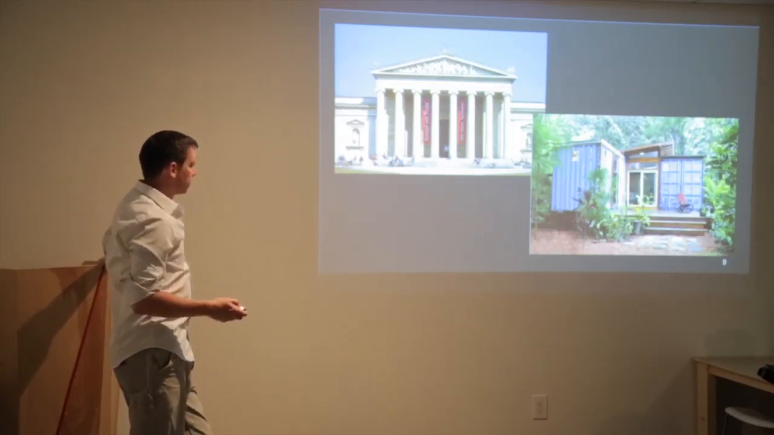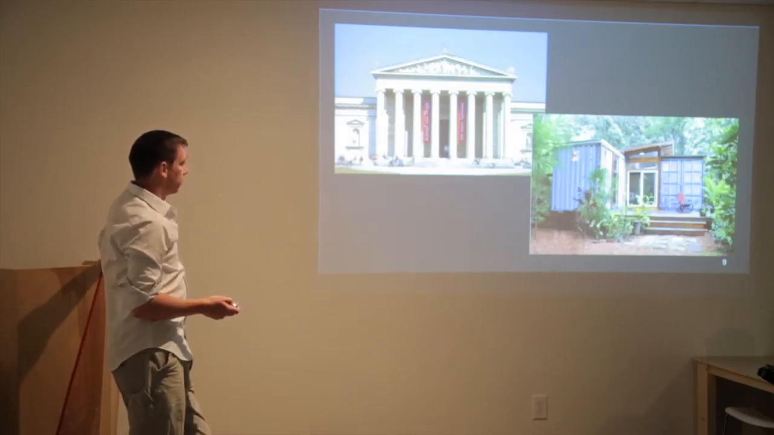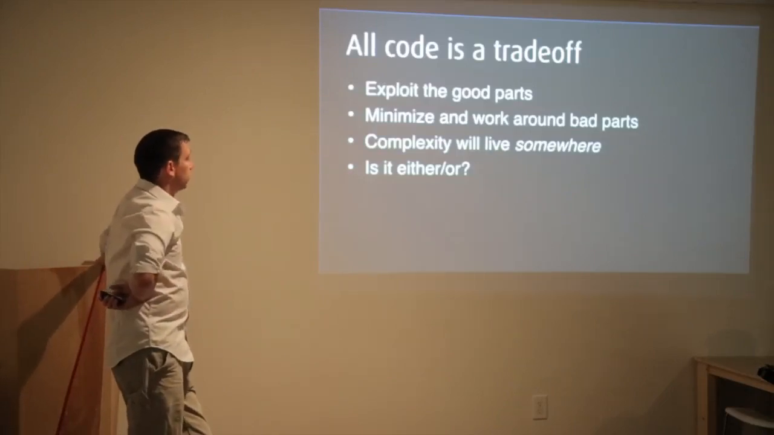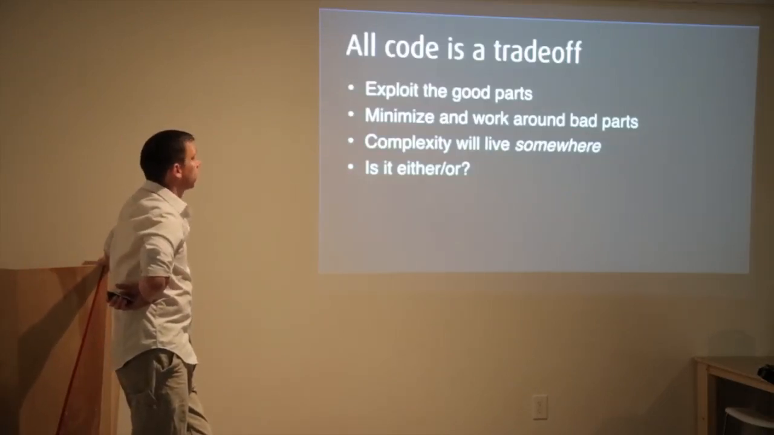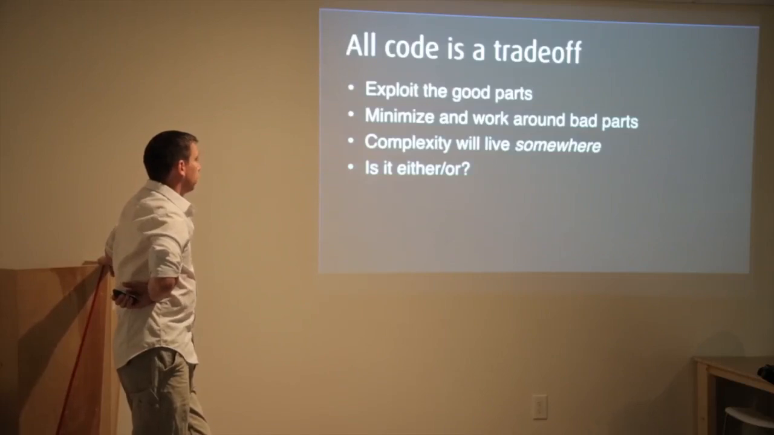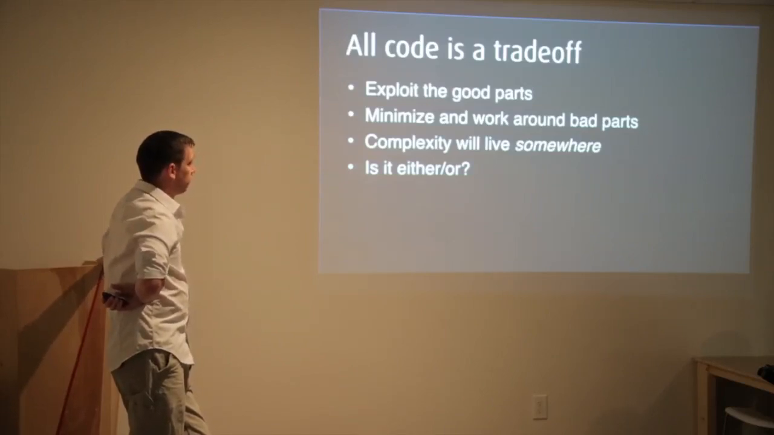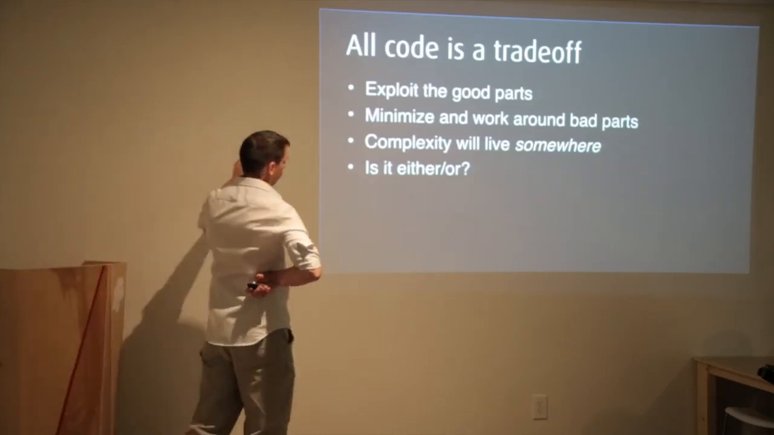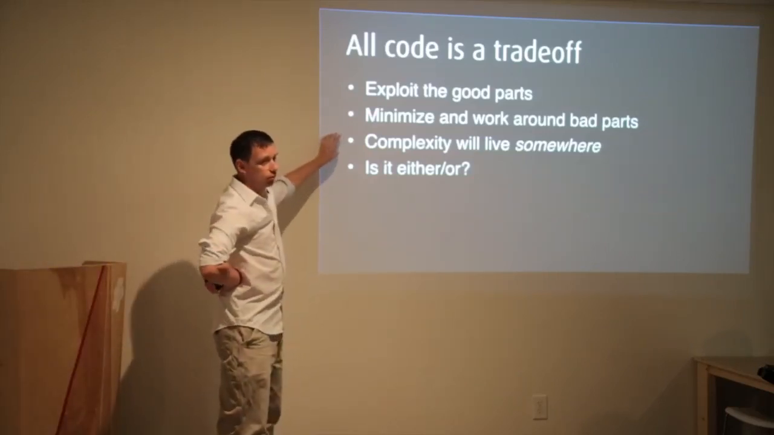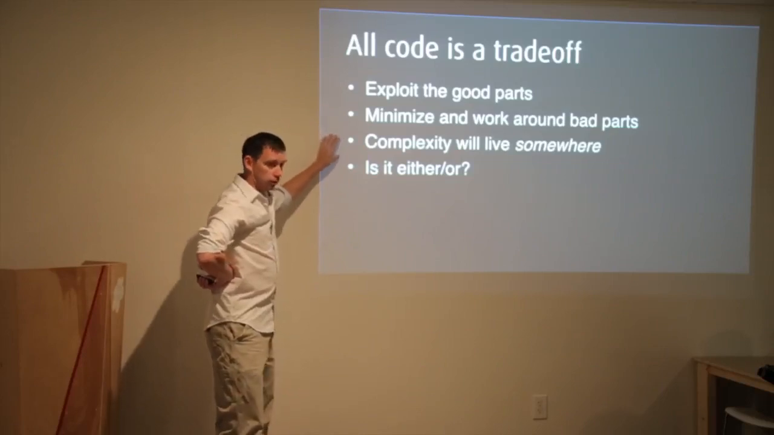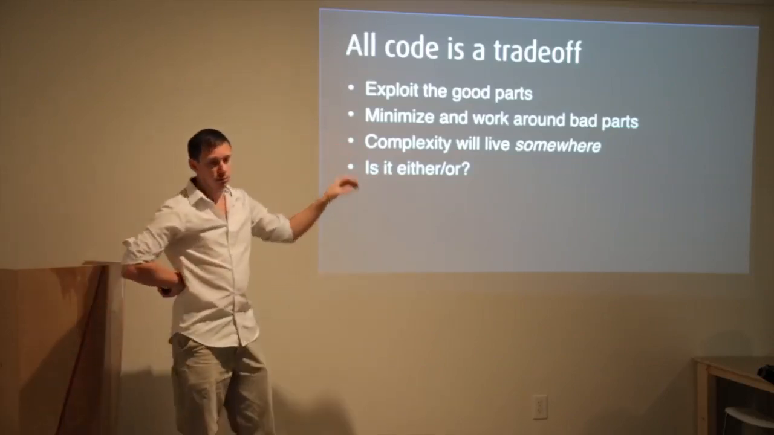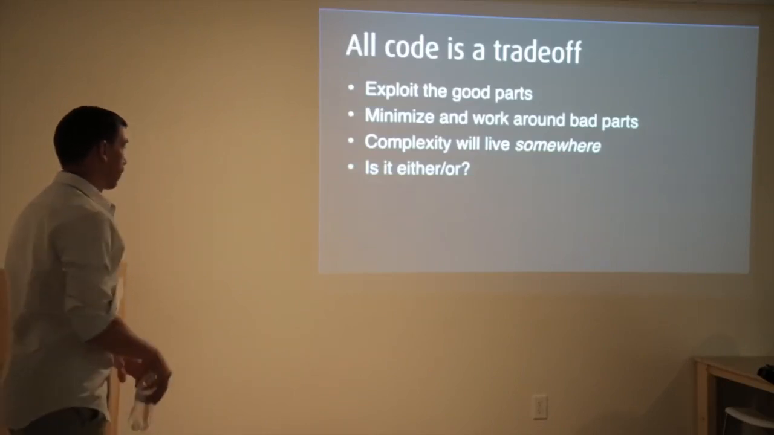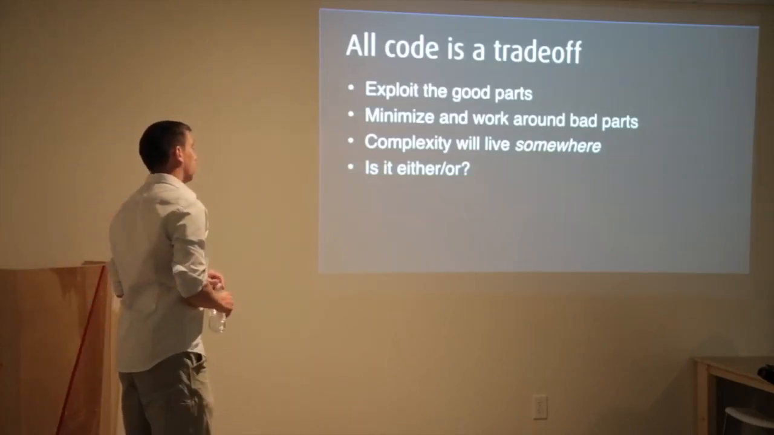So, like I said, these are architectures. They're not magic bullets. They have trade-offs, and all code is a trade-off, right? There are good parts and there are bad parts to them. I say minimize and work around the bad parts and exploit the good parts. And just be clear that complexity will live somewhere in your code. It may be in a chunk of code files. You may have decided to push it off to your database. You may have decided to push it to your networking architecture and how one machine talks to the other.